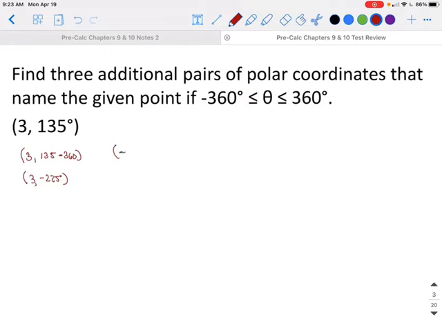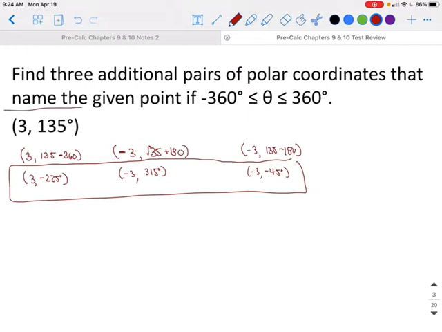Our other options are if we make the R value negative, we can add or subtract 180 degrees. So we have 135. If I add 180, this will give me negative 3 and positive 315 degrees. If we make it negative, we could also take 135 and subtract 180, which would give us negative 3 and negative 45 degrees. And if you plotted all of these points and the original point, all of them would be coterminal points.